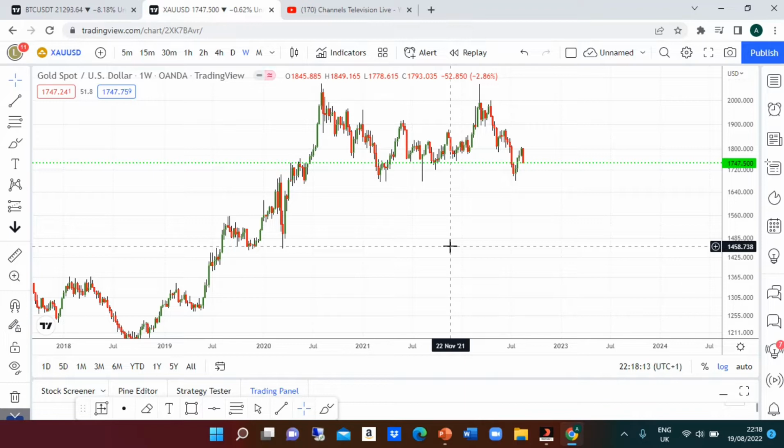Today, I don't know when you're watching the video, I'm going to be analyzing some of these currencies and perhaps maybe indices. I'm going to show you how I analyze my market. This is what I call pure price action without using any indicator.